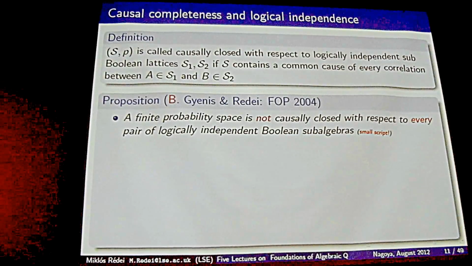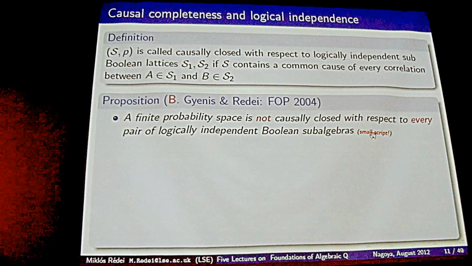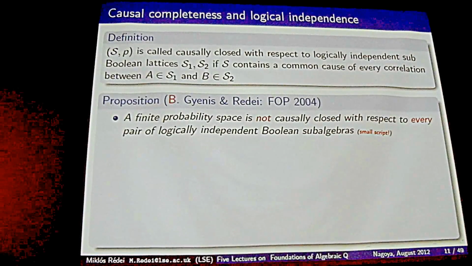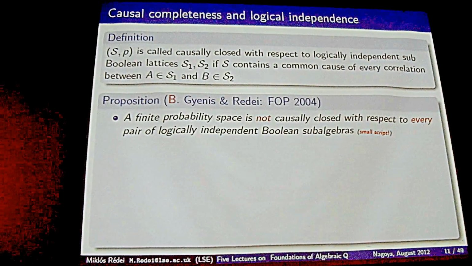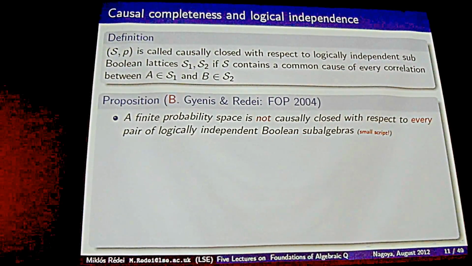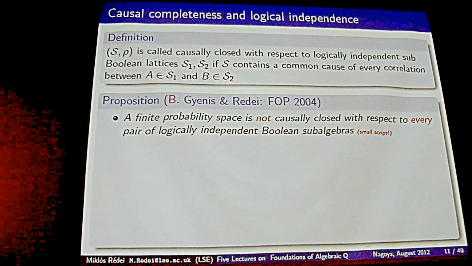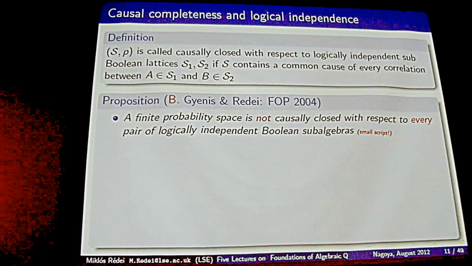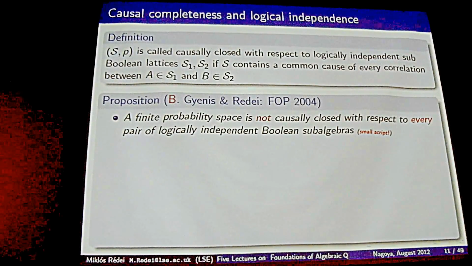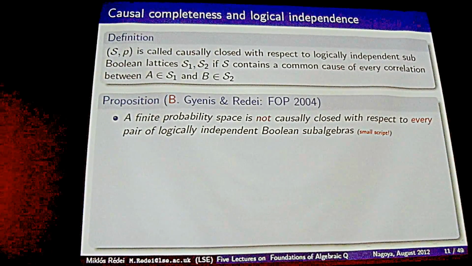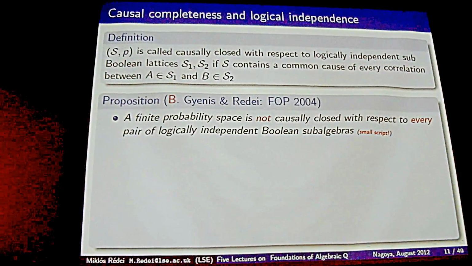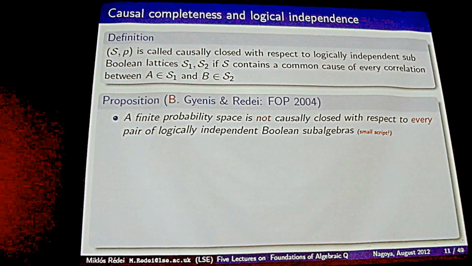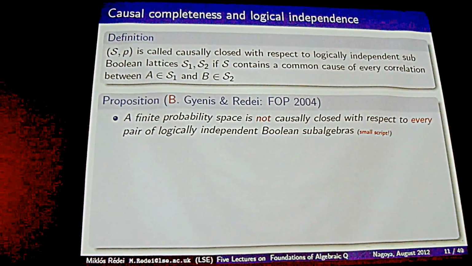Okay? There's a small print here. Curiously, there is one exception, which, however, I don't know what to do with. The Boolean algebra which is generated by 4 atoms with a uniform probability measure on it is causally closed with respect to all Boolean subalgebras which are logically independent. But that just seems to be a mathematical coincidence, and I don't think it has any philosophical or physical or whatever significance.